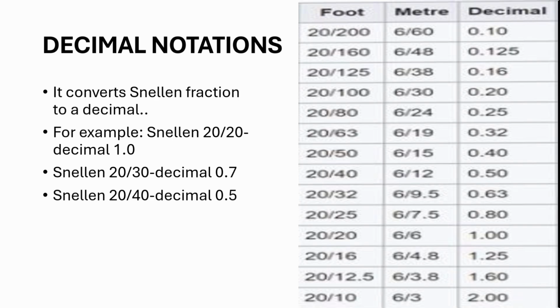Next, decimal notations in visual acuity. It is a way of expressing visual acuity as a decimal value instead of a fraction like 6 by 6 or 20 by 20.